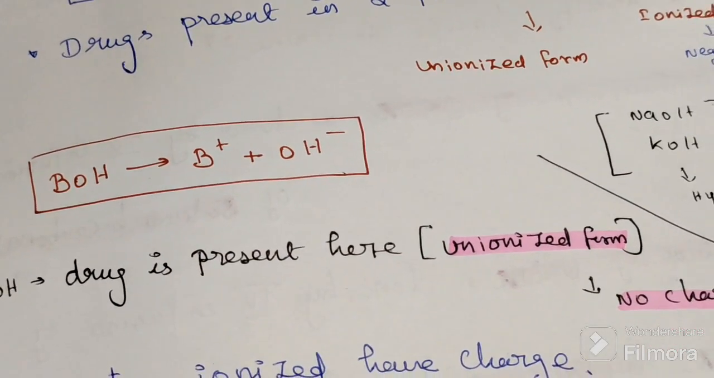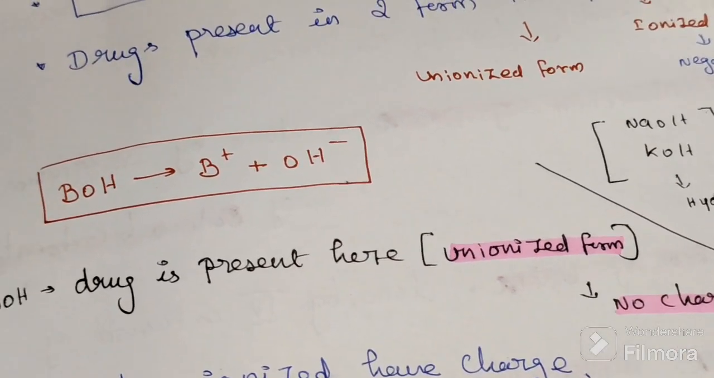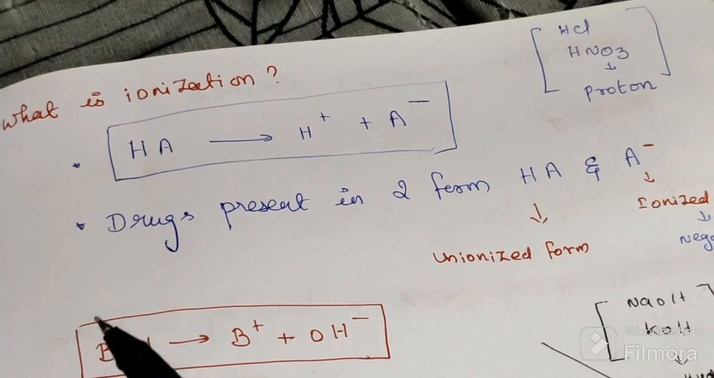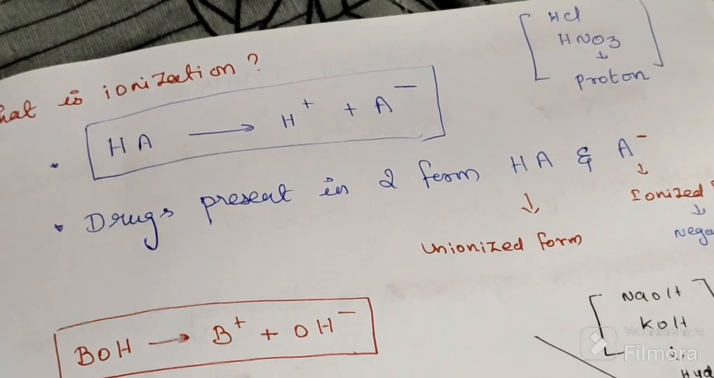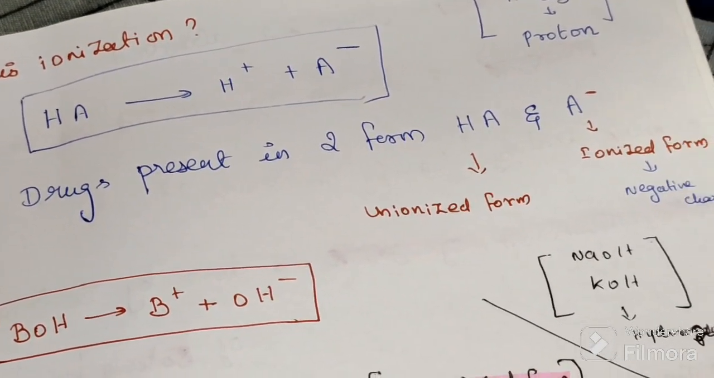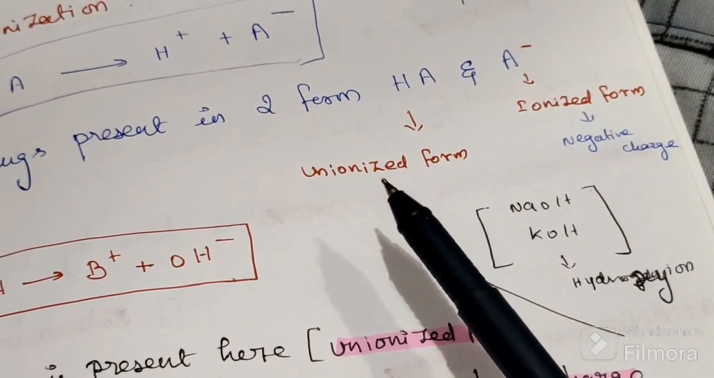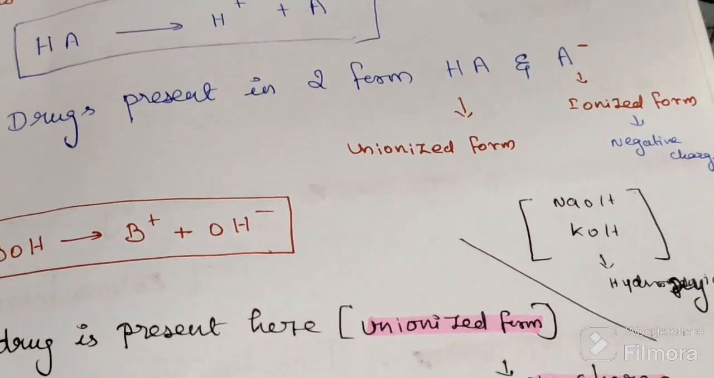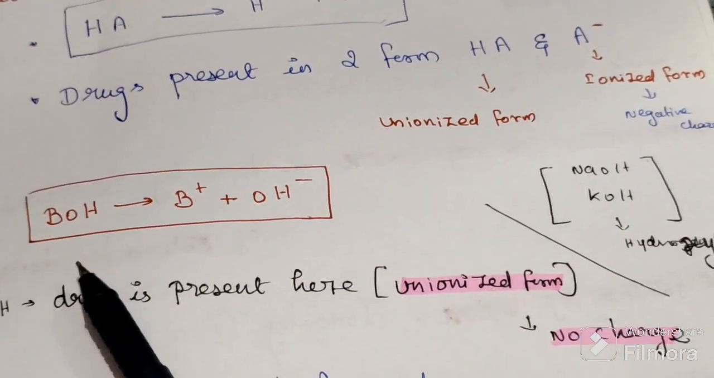So acidic drugs and basic drugs are both present in two forms: the unionized form and the ionized form. The unionized form is the complete form.